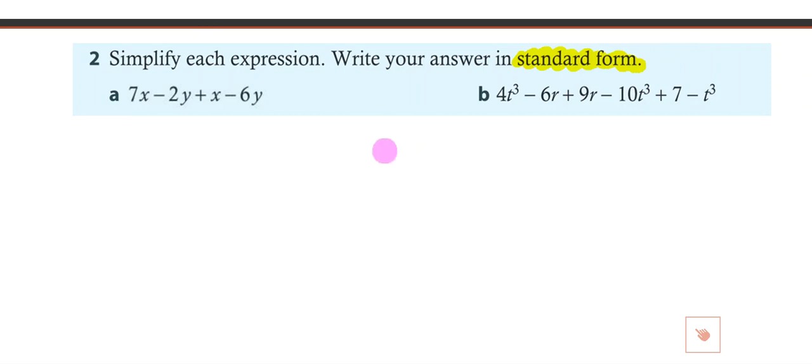So I'm going to follow a trick. Well, Holden did this in his assessment. I'm going to use highlighters, so I'm going to highlight the like terms in different colours. So does 7x have a like term? Yes, x. So I'm going to highlight 7x and the plus x. Alright? Notice how the plus comes with the x. It's a positive x.